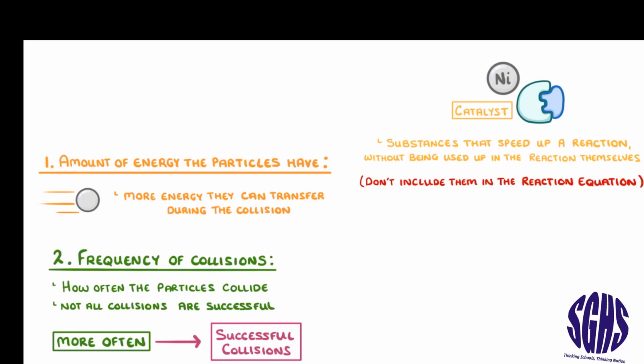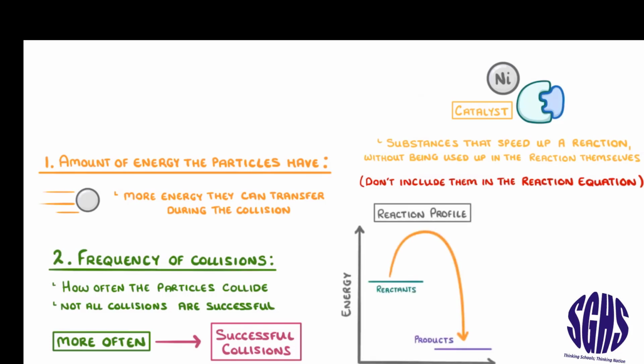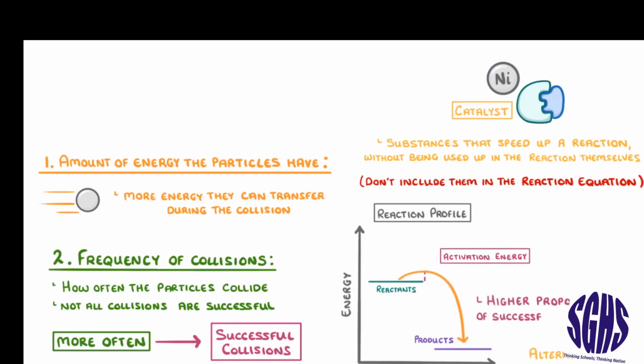To understand how they work, we can use a reaction profile, which shows the change in the chemical's energy during a reaction. Now, this distance between the reactant's energy level and the very top of the curve is the activation energy, which, remember, is the energy that the collisions have to have before they can react successfully. What a catalyst does is lower this activation energy by providing an alternative reaction pathway. And this means that there'll be a higher proportion of successful collisions.